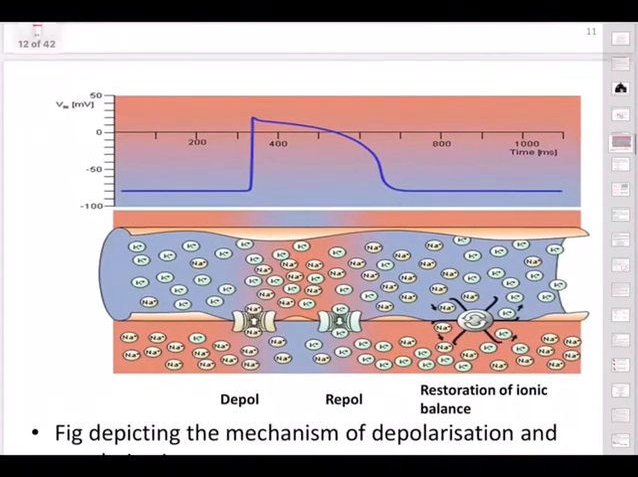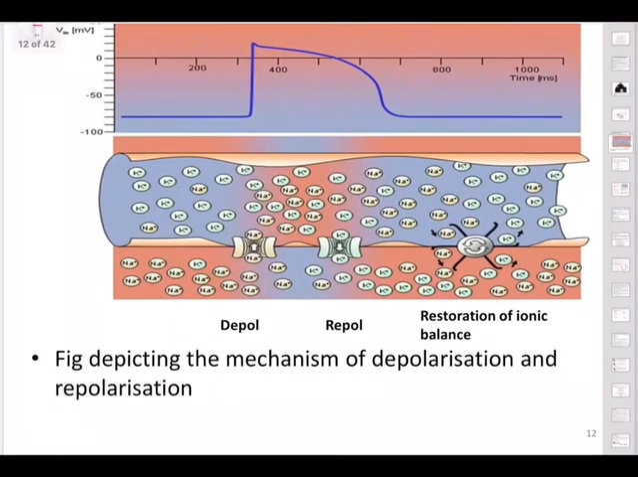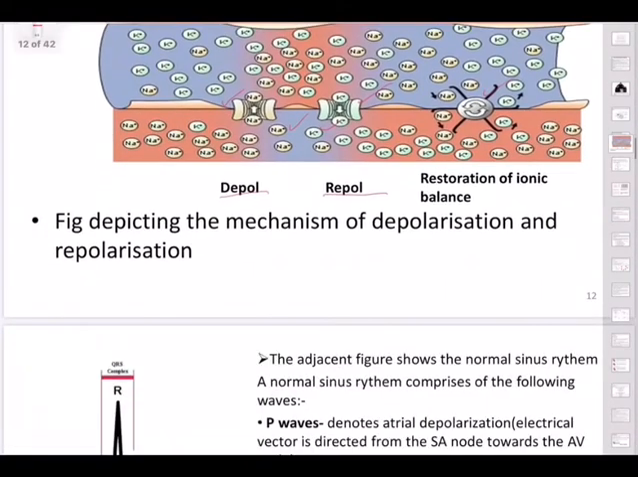And how this happens, this is the diagram. You can see the movement of Na+ sodium and K+. You can see the movement across the membrane, interior to exterior, exterior to interior, and you can see the action potential with timing. This is depicting the mechanism of depolarization and repolarization. This is depolarization, this is repolarization, and finally the purpose of this is to acquire ionic balance.